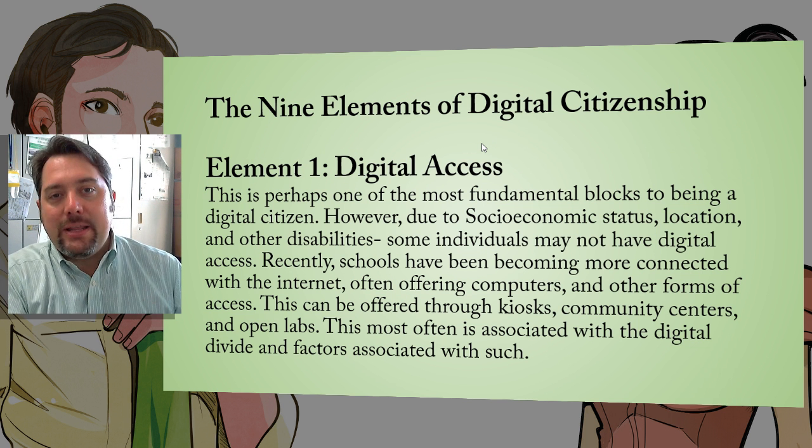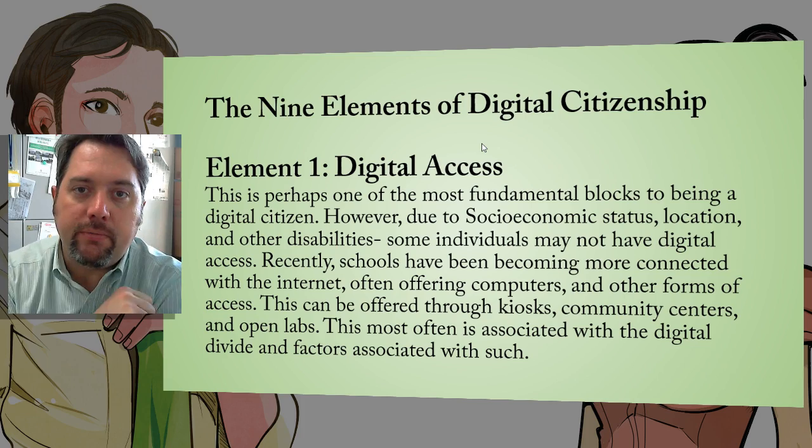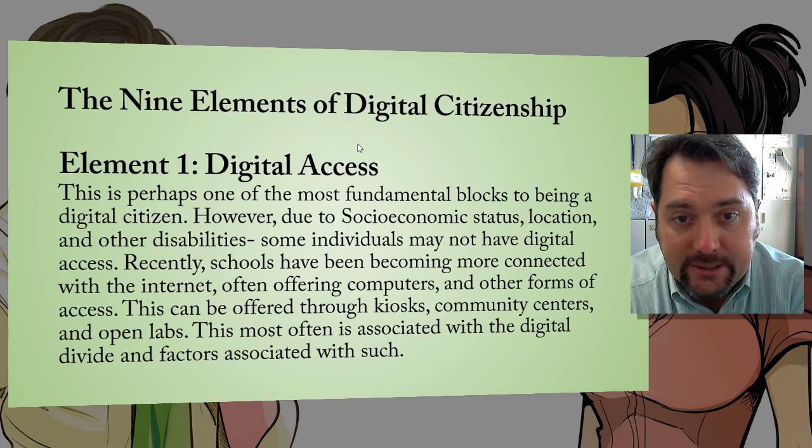So let's talk about the nine elements of digital citizenship. I'm going to talk briefly about the definition. I'll give you a very quick example, and then I'll talk about some key terms, some key vocabulary for each of the nine elements. And you can choose what you think are the most important terms, the most important elements to you. Okay, so the first one here is digital access.